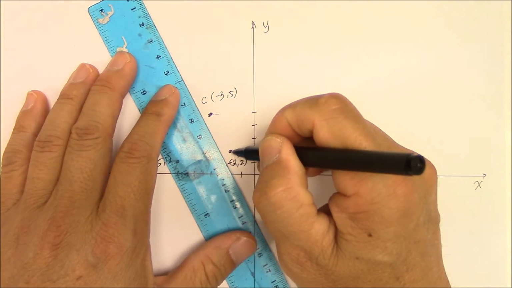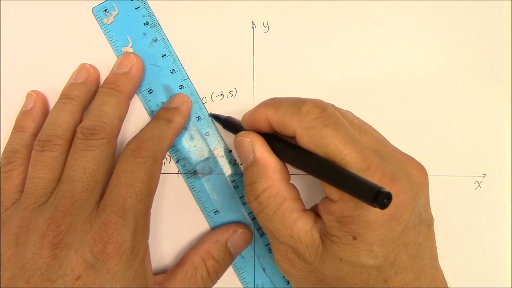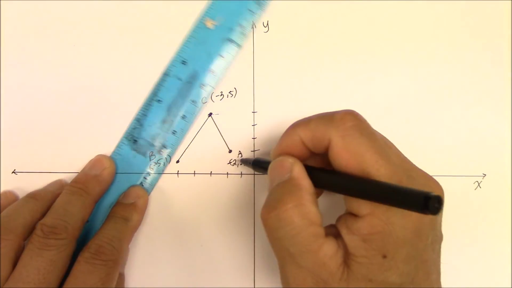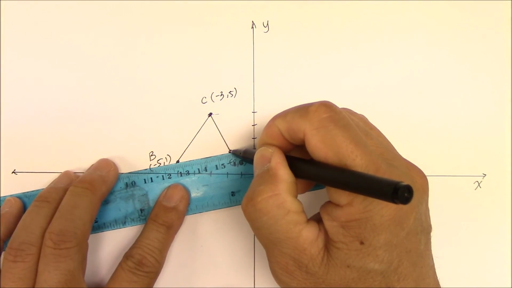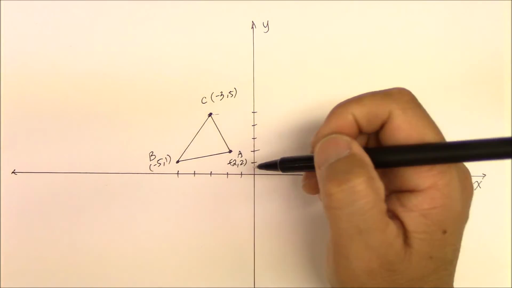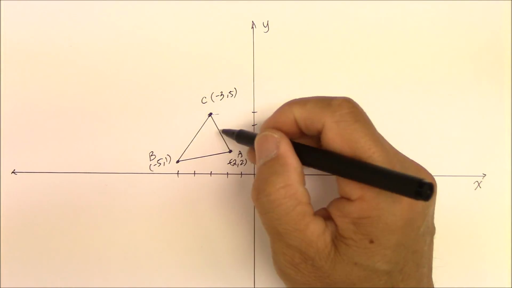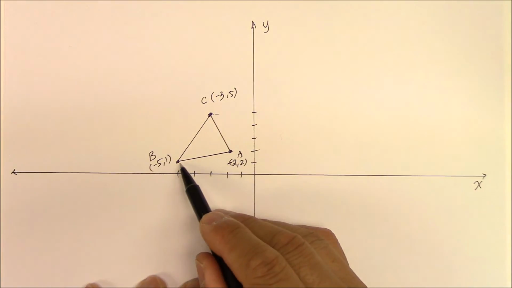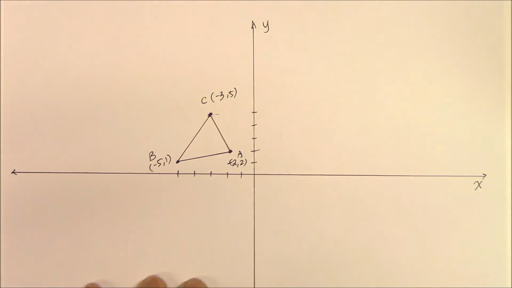In this case, I don't see any 90-degree angle, nor do I see equal distance between any of the two lines. So it's not isosceles, but I do know it's an acute scalene triangle. Acute because all angles are less than 90 degrees, and scalene because none of the distances look congruent.